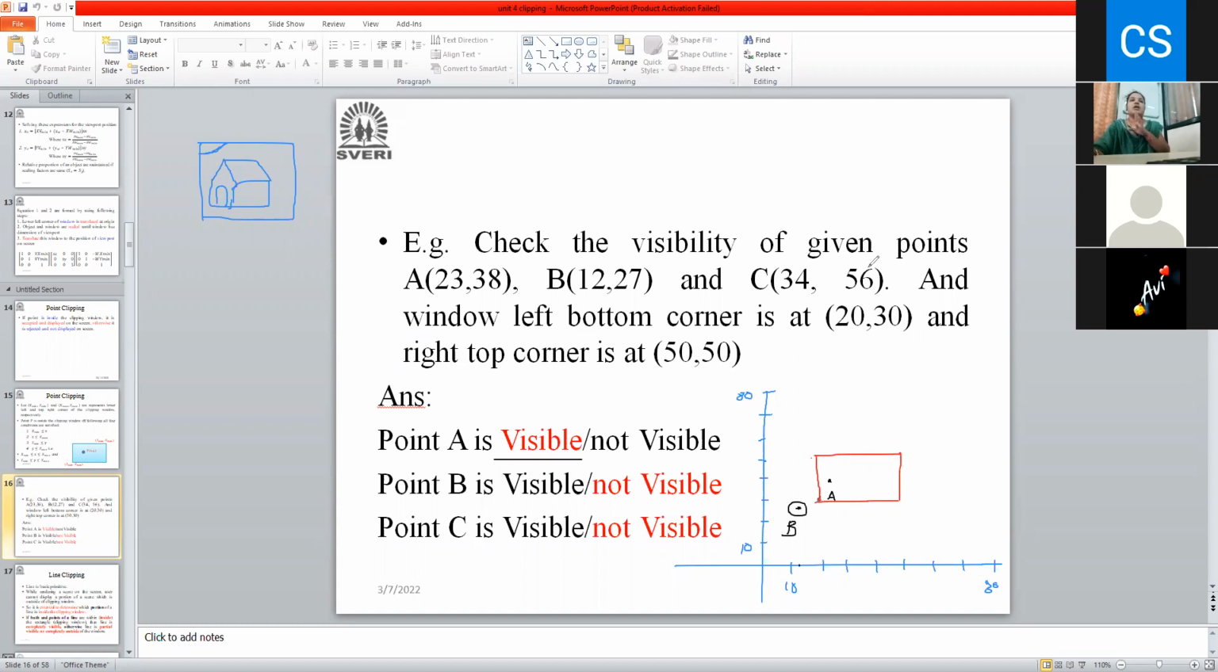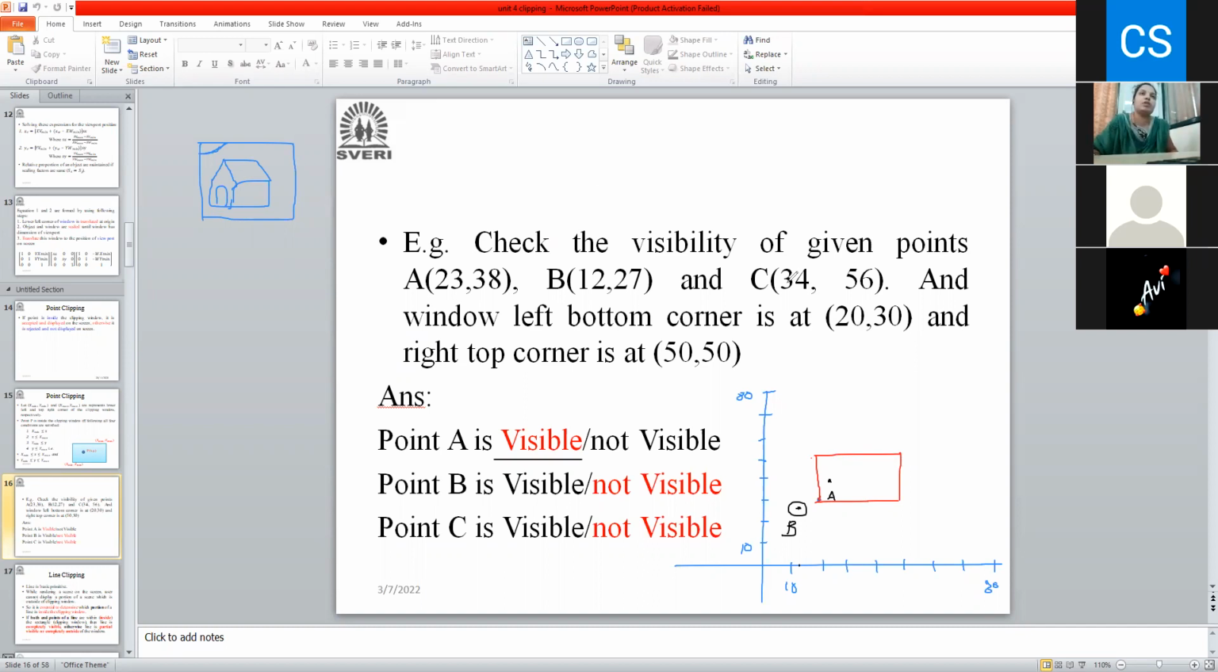Now check for the remaining half, the Y value. So what is the Y value? It is 56. As Y is greater than the Y maximum, we are having 50 and 56 is more than that of Y max. So this point C is outside the clipping window because only one criteria is satisfied. And to make the point visible, we should have both the criteria satisfied. Then only the point lies inside.